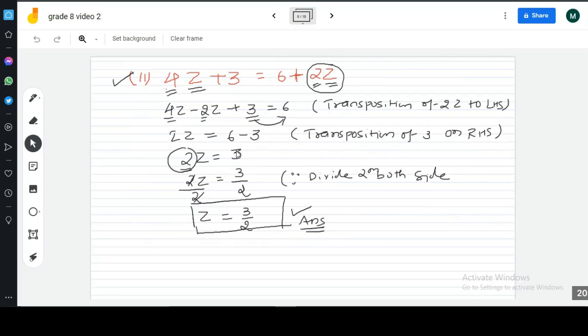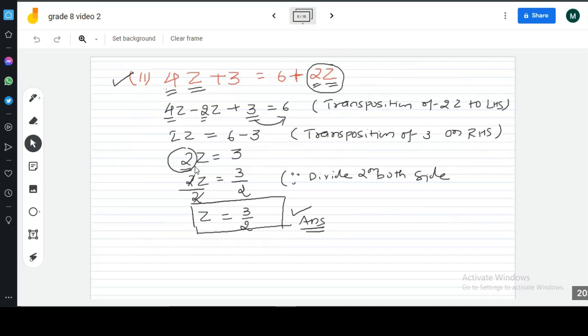So simply the difference of two natural numbers. 6 minus 3 will give us 3. 4z minus 2z is 2z. So 2z equal to 3. We have one more linear equation in one variable, with the variable on one side, that is, z is on the left side.